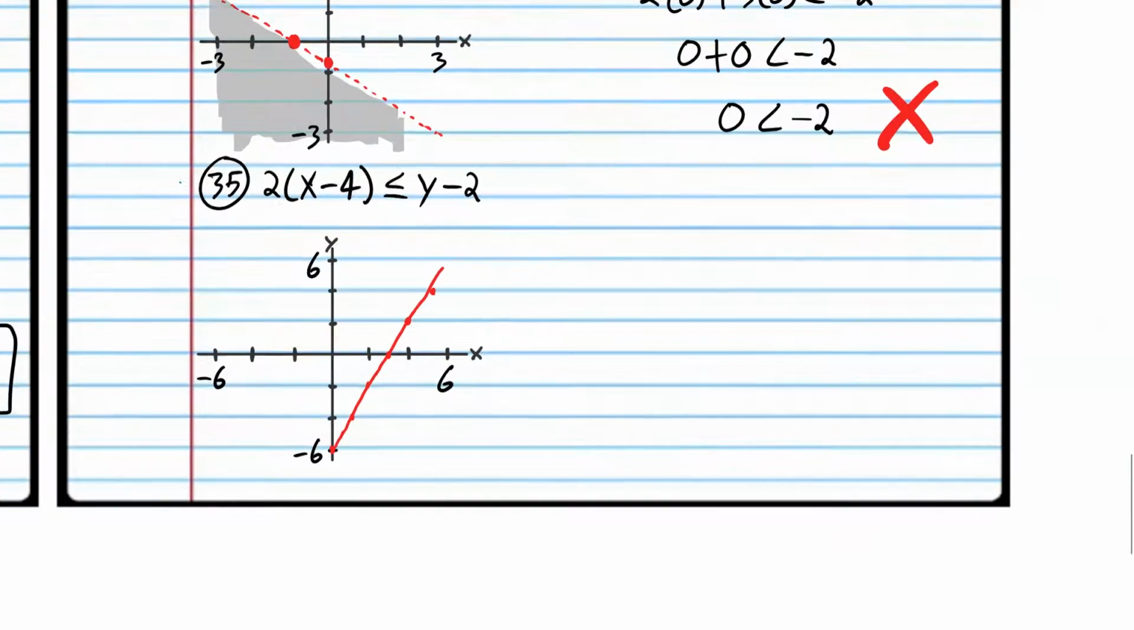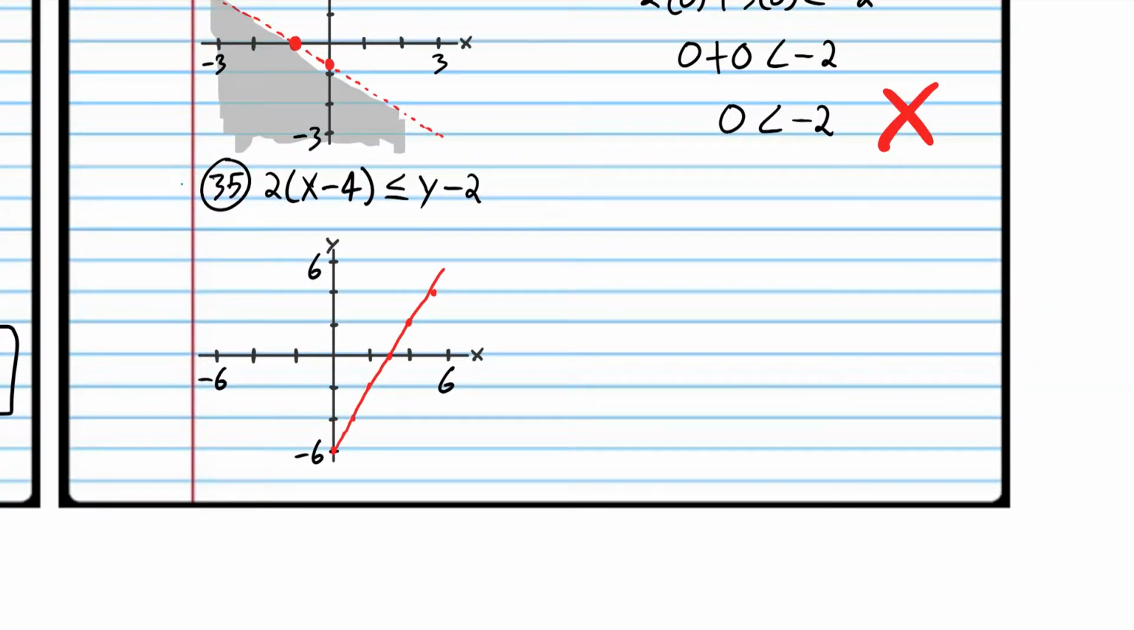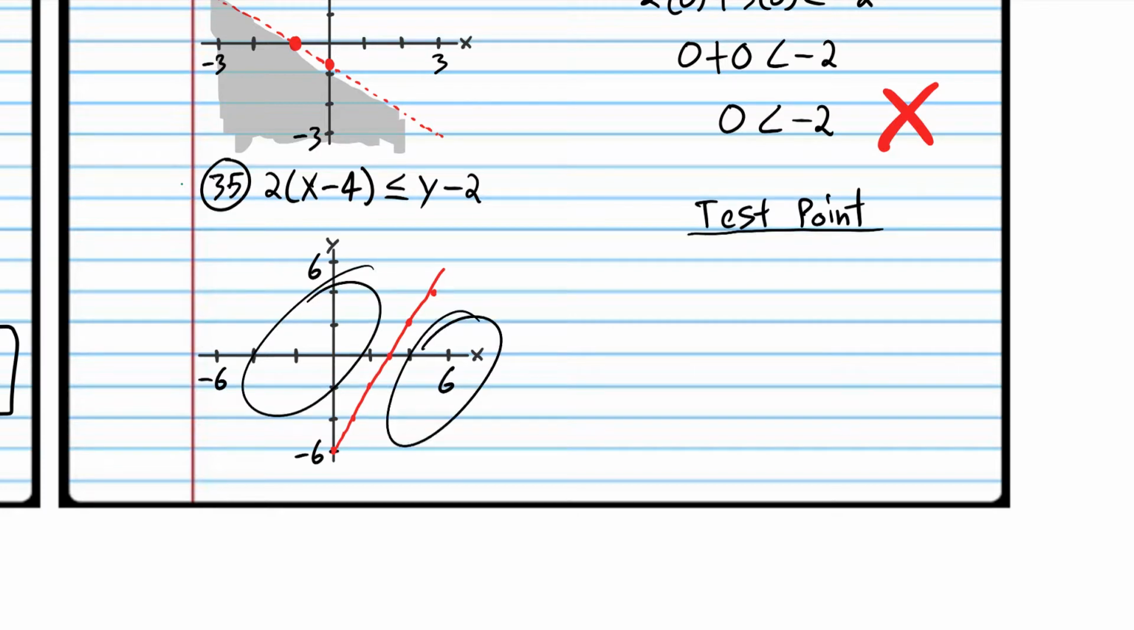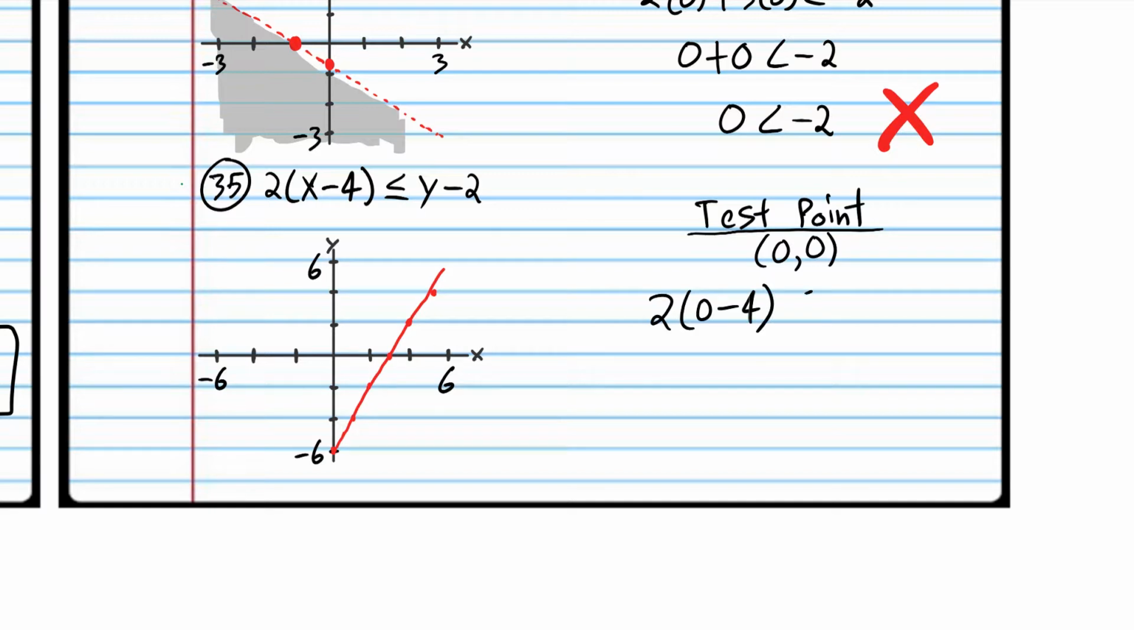So now we're going to do the test point, and usually 0, 0 is the easiest point to use, so we'll just go ahead and use that point again. You can use any point that's on this side of the line or this side of the line, as long as you're not choosing a point on the line. So we'll just choose 0, 0 because that makes it easy. So then we have 2 times 0 minus 4 is less than or equal to 0 minus 2, and we're going to see if this inequality is true.